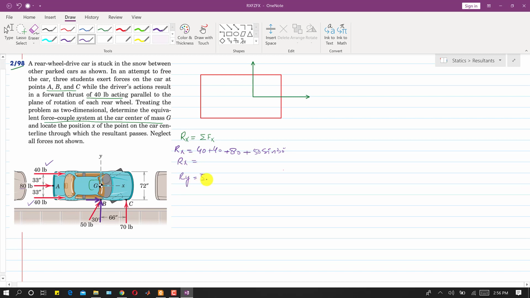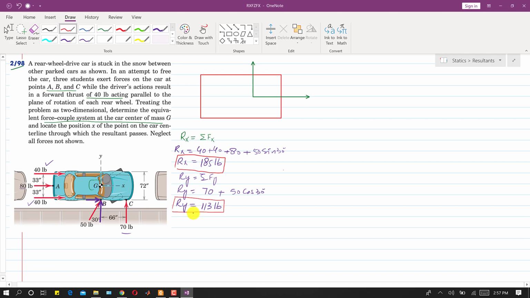Similarly, we will find Ry, which will be equal to the summation of all forces along y. So Ry will be equal to this 70 pounds, which is along the positive y, so I will write plus 70, plus this cos component, which is 50 cos of 30 degrees, right? So this will give us Ry. When we solve this, Rx comes out to be 185 pounds and Ry comes out to be 113 pounds, right?